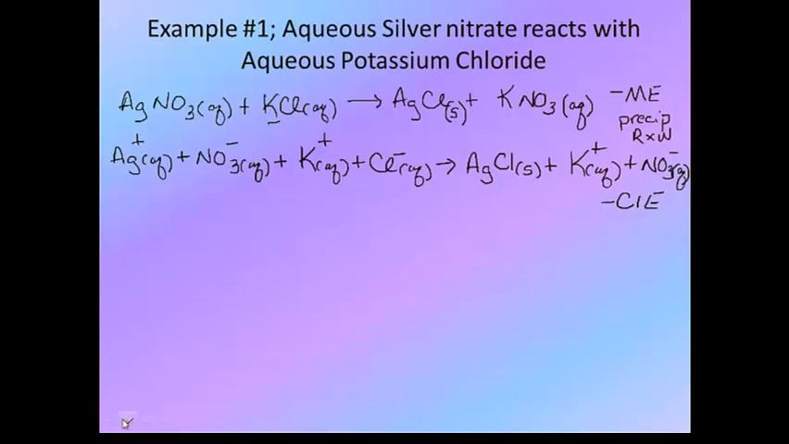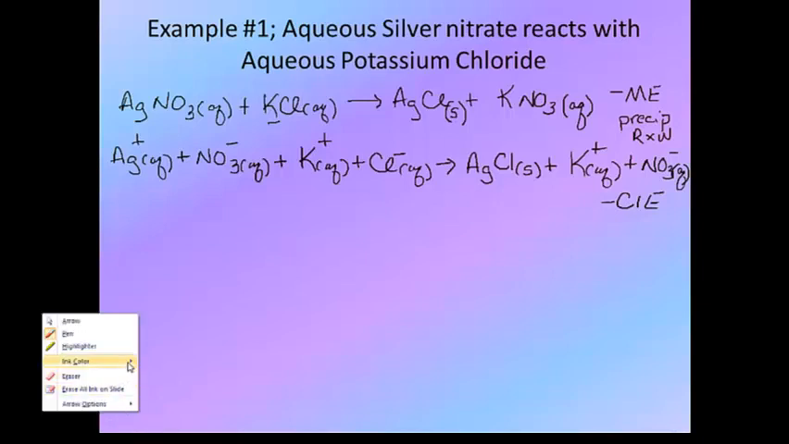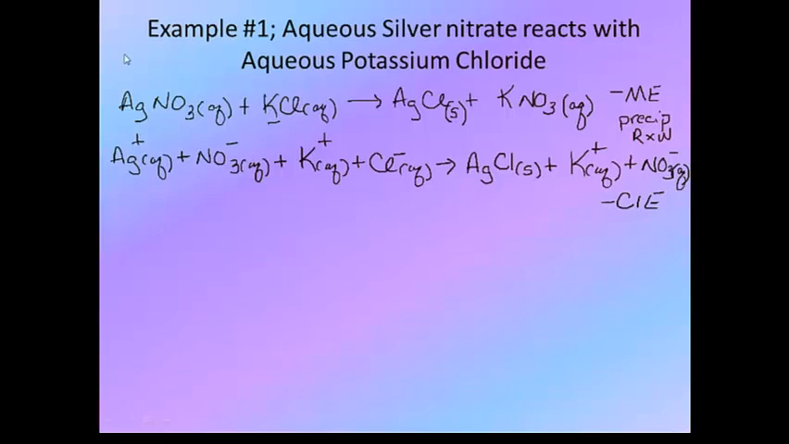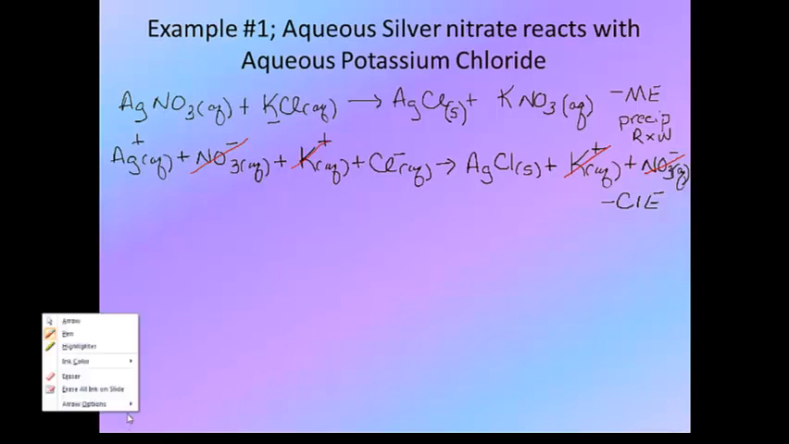Now, what I'm going to do now is I am going to pick out my spectator ions and I am going to cross them out. Spectator ions are those ions that are not involved in the reaction. If you notice, I have a nitrate here and here. I have a potassium here and here. So I have crossed out my spectator ions.